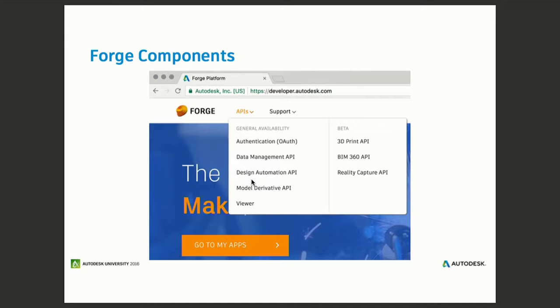So the current Forge APIs that are available are listed there on the left. So there's authentication for providing credentials to access a model, data management. All of these are REST APIs, except for the viewer. The viewer is a client-side API in JavaScript for modifying what the viewer looks like. And all the others are REST-based APIs. The viewer is completely open source. The others are sort of partially not open source, or maybe not at all, basically.